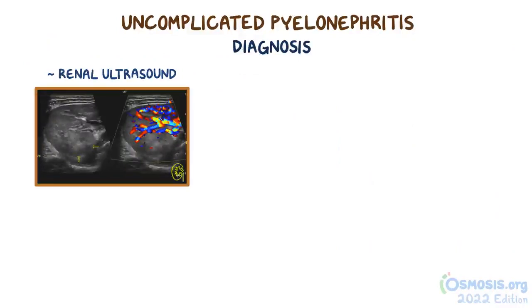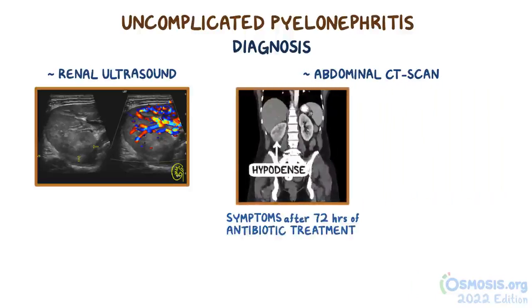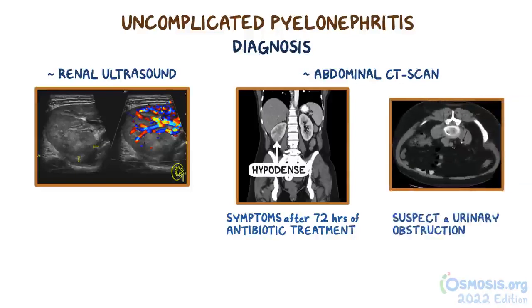Now, sometimes imaging is needed with an abdominal CT scan with or without contrast. For example, imaging is useful in individuals who still have symptoms after 72 hours of antibiotic treatment. On a CT scan, acute pyelonephritis shows localized hypodense regions in one or both kidneys. Imaging should also be done if we suspect a urinary obstruction, like a stone, which can cause a decline in urine output and cause elevated creatinine levels. A CT scan can help identify a stone's location as well as signs of hydronephrosis, which often happens as a result of the obstruction.